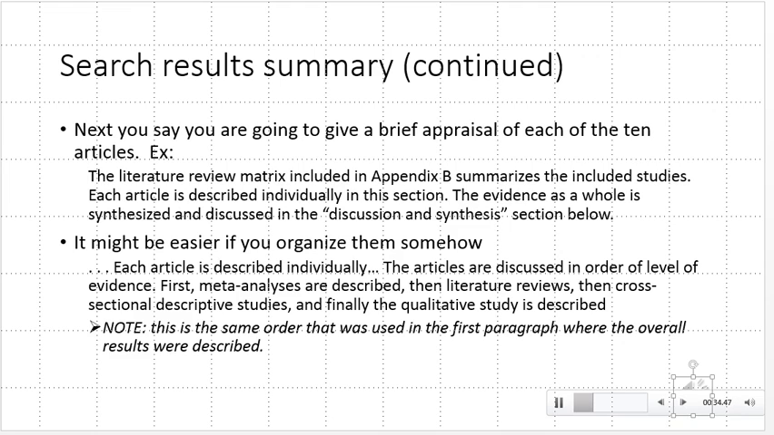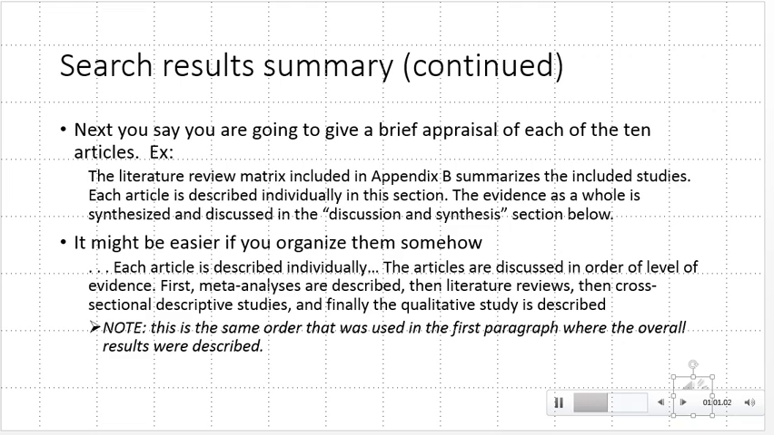So after you write the little introductory paragraph saying, I'm going to include 10 articles, then you may say something like this: the literature review matrix included in the appendix summarizes these studies. Each article is described individually in this section. The evidence as a whole is synthesized and discussed in the next section. So that way you let the reader know what's coming next.